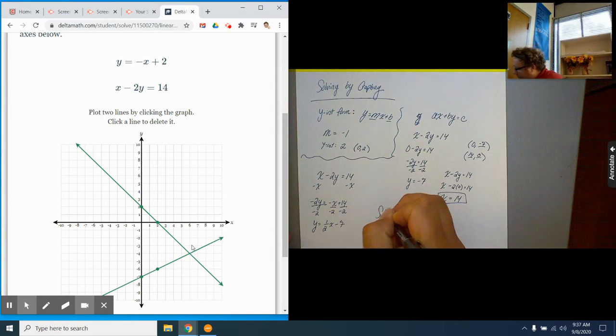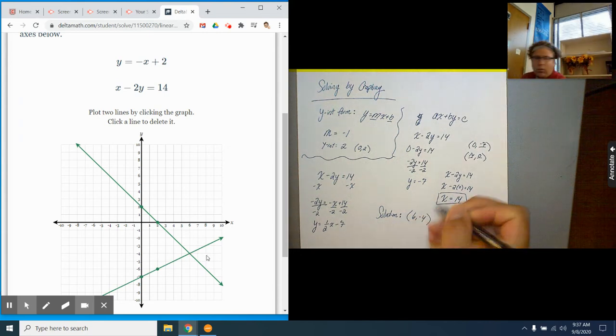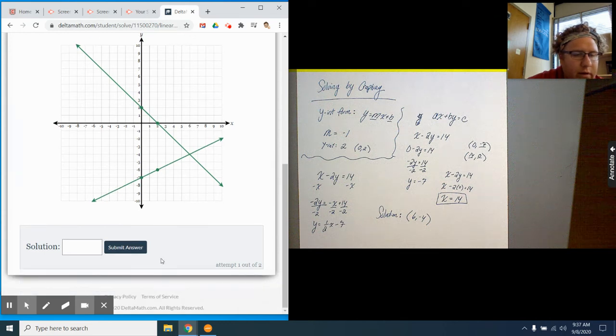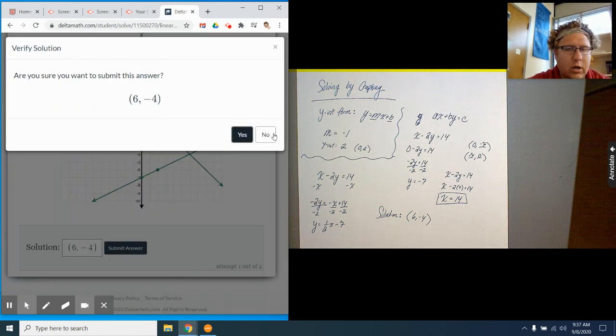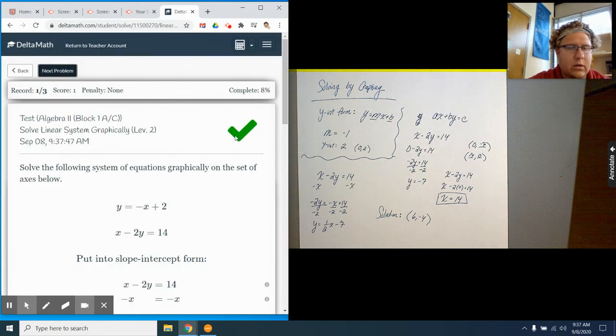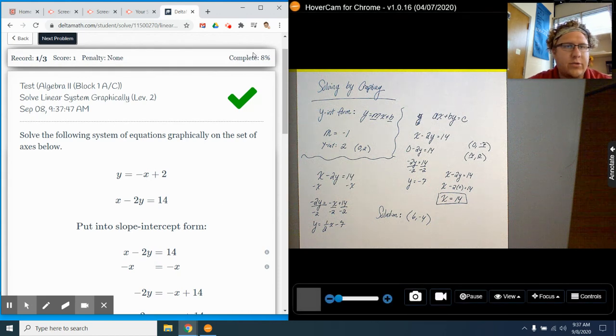So I would probably say the solution is (6, negative 4). And then I would go over here and also submit (6, negative 4). Let's hope for that green check mark. Yes, that is my answer, and we got it. Okay, so that is one example of graphing to find a solution to your system.